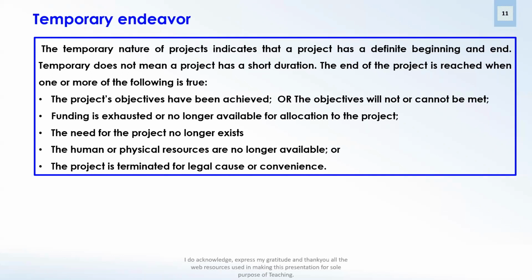Project is terminated for legal cause or convenience. Any legal cause which is there in the project. So the project is not legally compliant. It's not environmentally compliant. It has legal issues. The product you're going to make is going to have an environmental impact. So that's why that manufacturing product is not required to be made in this region at all. So there is a legal cause. So the idea is project is a temporary endeavor. It comes to an end in all these scenarios. Okay, in all these scenarios.